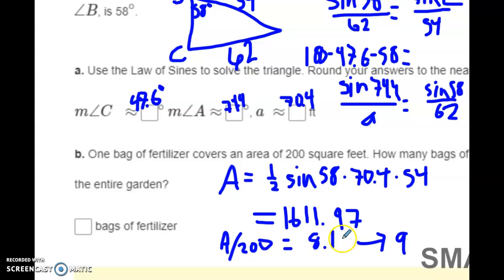Well, if every bag covers 200 feet, I divide that into the area, so 1611.97, divide it by 200, you get 8.1. But you can't go into the store and say, I need 8.1 bags of fertilizer, can you? So you would have to buy 9 if you want to completely cover the entire garden.